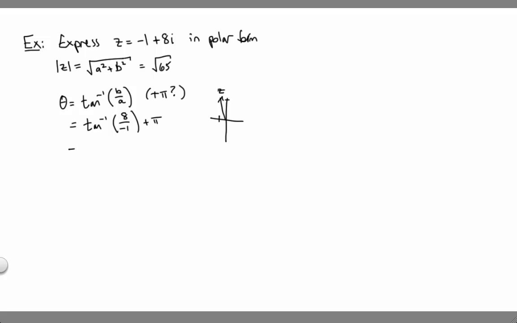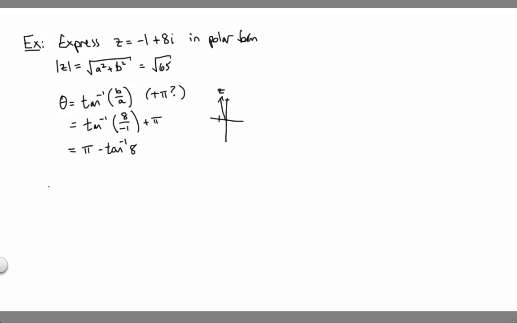So perhaps a cleaner way of writing this, you could write the pi first. Remember that arctan is an odd function, so if you have a negative inside the arctan, you'd more naturally write that as minus arctan of a positive, and we could just say that minus arctan of 8. So pi minus arctan of 8 would be a better way of expressing that angle.